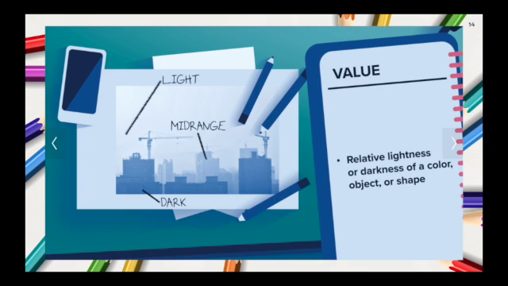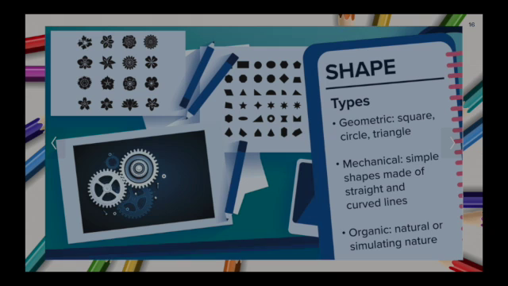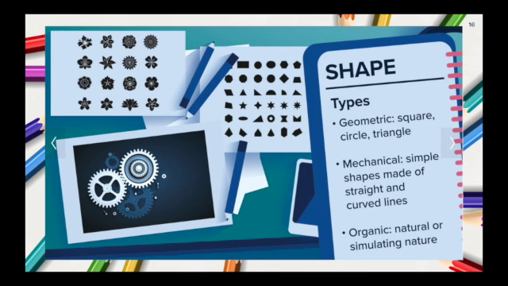Next, we have value, which is the relative lightness or darkness of a color, object, or shape. Value allows us to perceive shapes and the illusion of 3D objects on a 2D surface through shading. Now we have shape. Shape is defined by 3 different types of shape, including geometric, mechanical, and organic.